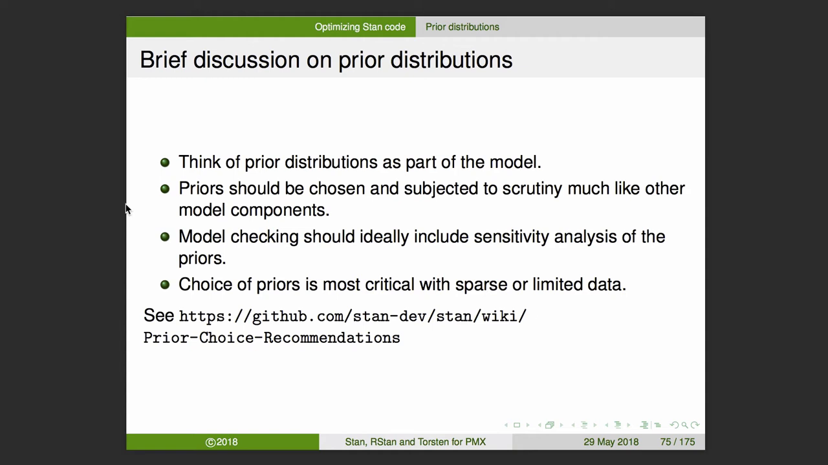Model checking ideally should include some sensitivity analyses of those priors to understand how influential they are. If you think you're being uninformative, then are they? You can confirm that with sensitivity analysis, or if they are intended to be informative, make sure you understand the amount of influence they're having. As a comment here, choice of priors tend to be most critical with sparse or limited data for the obvious reason that your data are basically providing less information about the parameters, so the priors have a much greater chance of being influential on your parameter estimates.